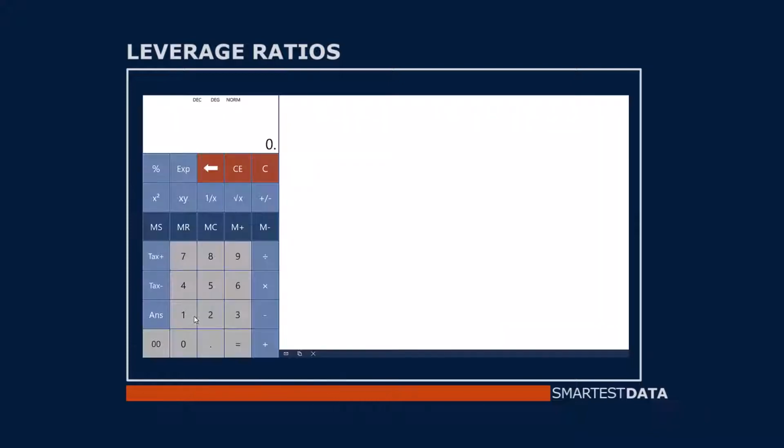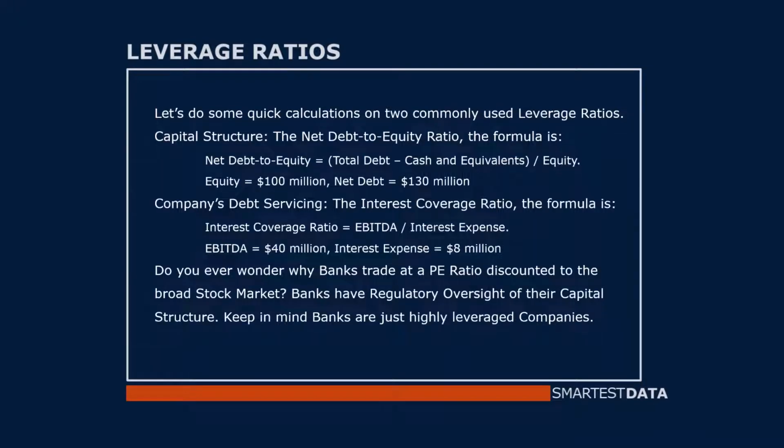We are dividing net debt 130 million divided by equity of 100 million. Therefore, the leverage is 1.3 times. So what does this mean? This means that the debt level is greater than the equity level. Therefore, if the company cannot meet its debt obligations and has to be liquidated, it's likely that your equity investment will be at risk. Let's look at the company's debt servicing.